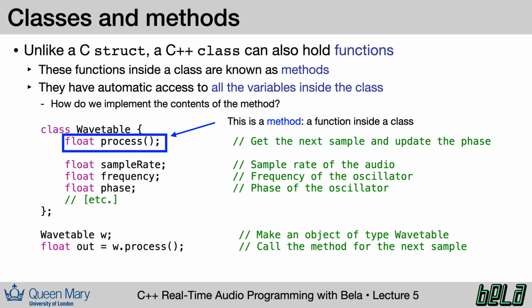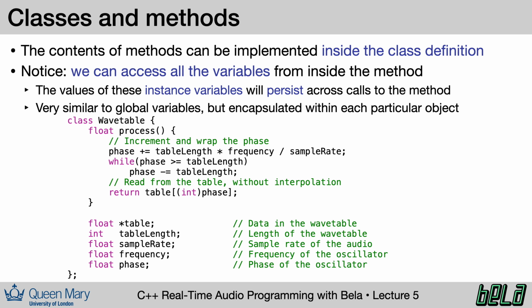Now you can see in this example that we have declared a method called process. It takes no arguments and it returns a float, but we don't see here where process is actually implemented. How can we do this? There's a couple different options. One possibility is to implement the contents of the method within the class definition itself. We can see that in the code example here.